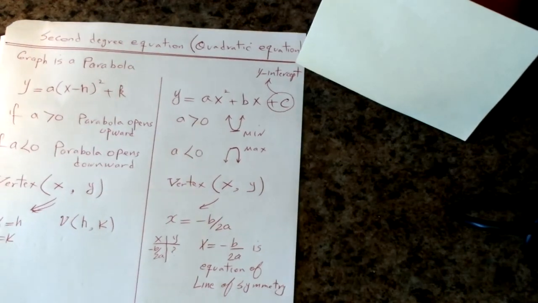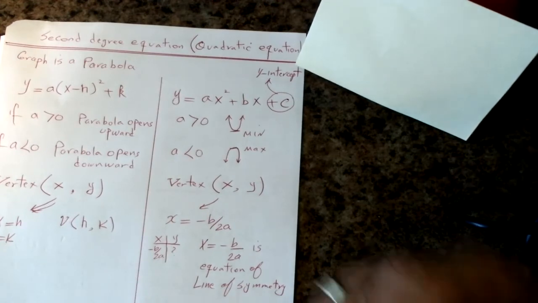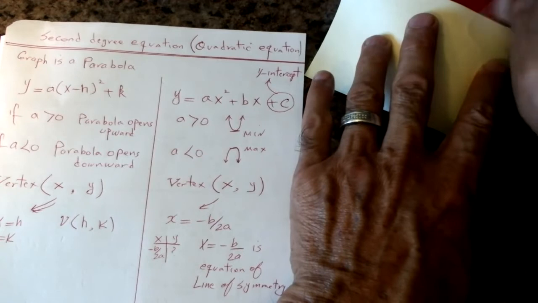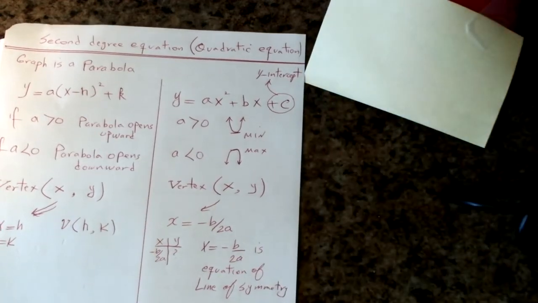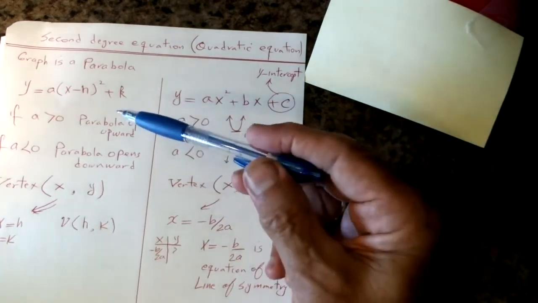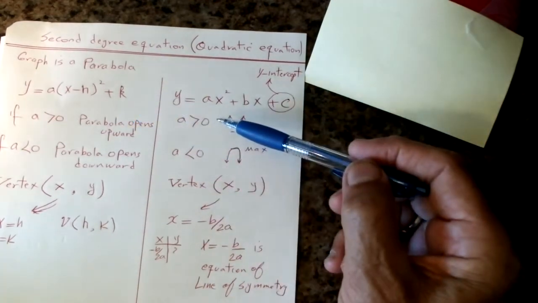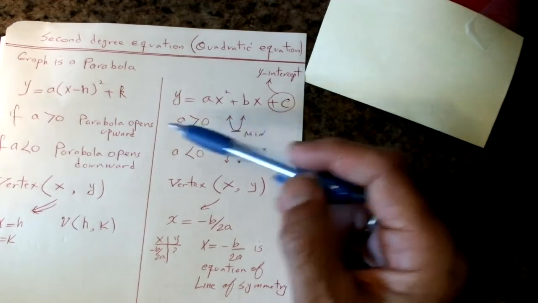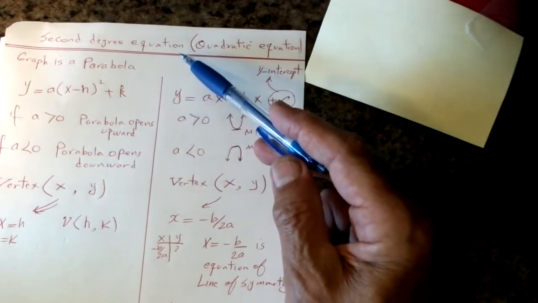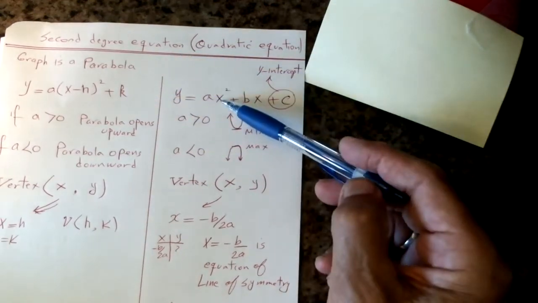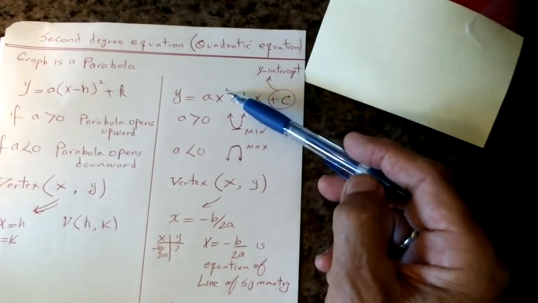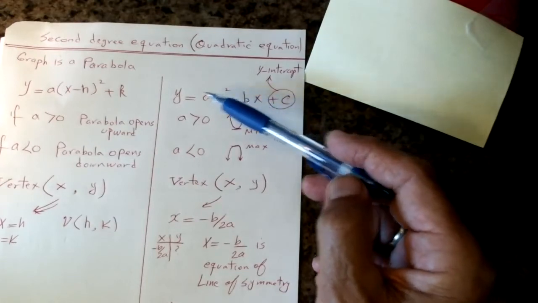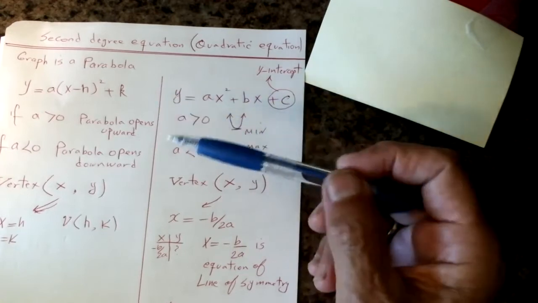And you see these two formulas? So when you're dealing with second degree equations, you either see the formula in this format or in this one. The graph of second degree equations, see how it has power of 2? The graph of a second degree equation is the parabola.